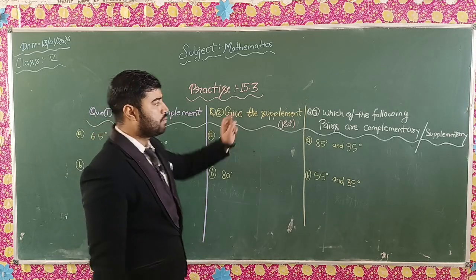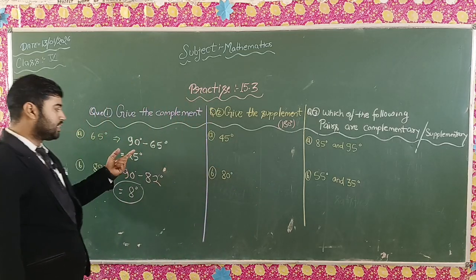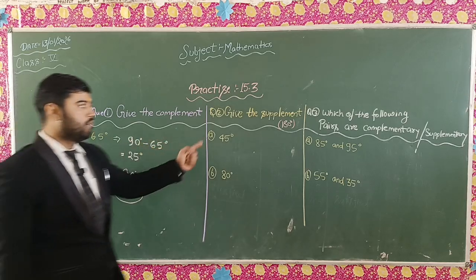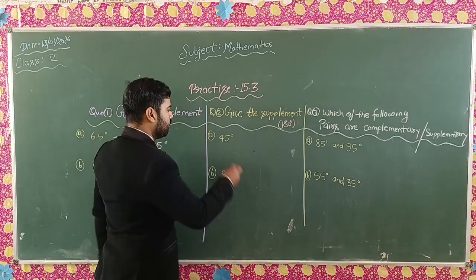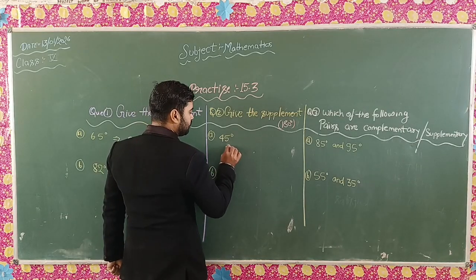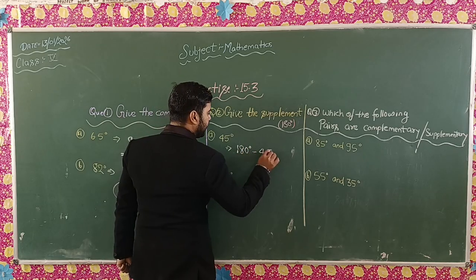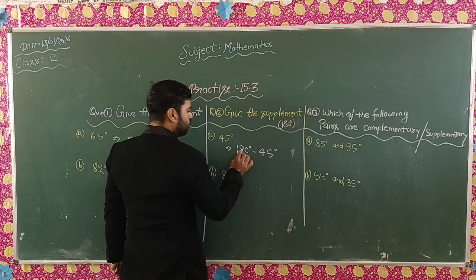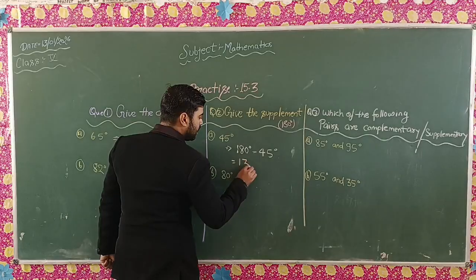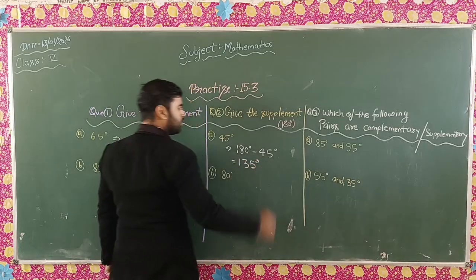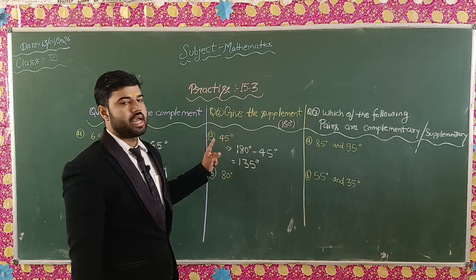Now to find the supplement, what will we do? The same process. Here we subtract from 90 degree and here we will subtract from 180 degree. Very good. Now for supplement, subtract it from 180 degree. Subtract 180, 145. Now this will be 135 degree. Okay, this will be the supplement for this angle.